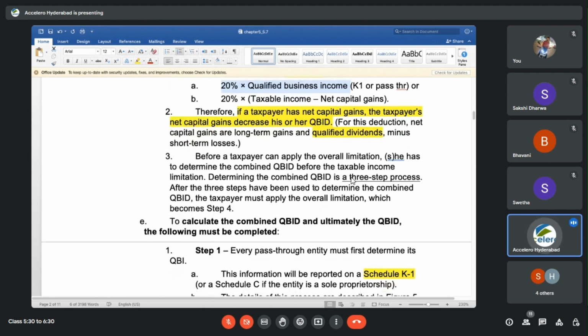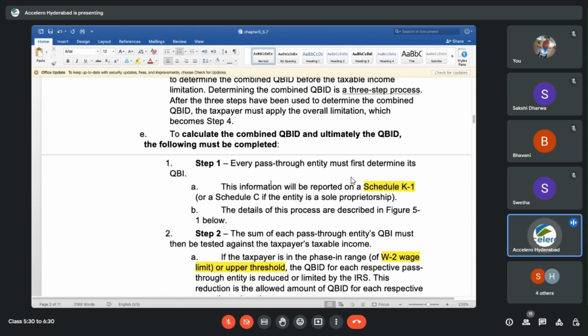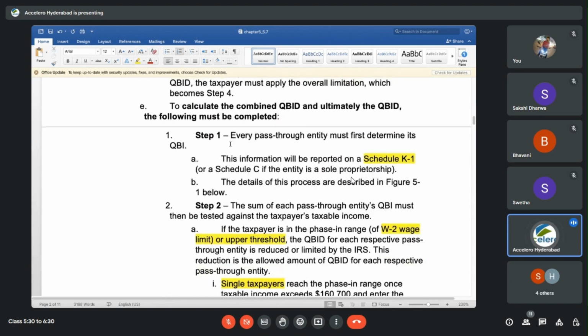So what they're saying is there is basically a 3-step process to calculate the QBID. Let's read this. Before a taxpayer can apply the overall limitation, he or she has to determine the combined QBID before the taxable income limitation. So we have to see what is the combined QBID. Anyways, we'll not go through it in much detail, but let's go through these steps.